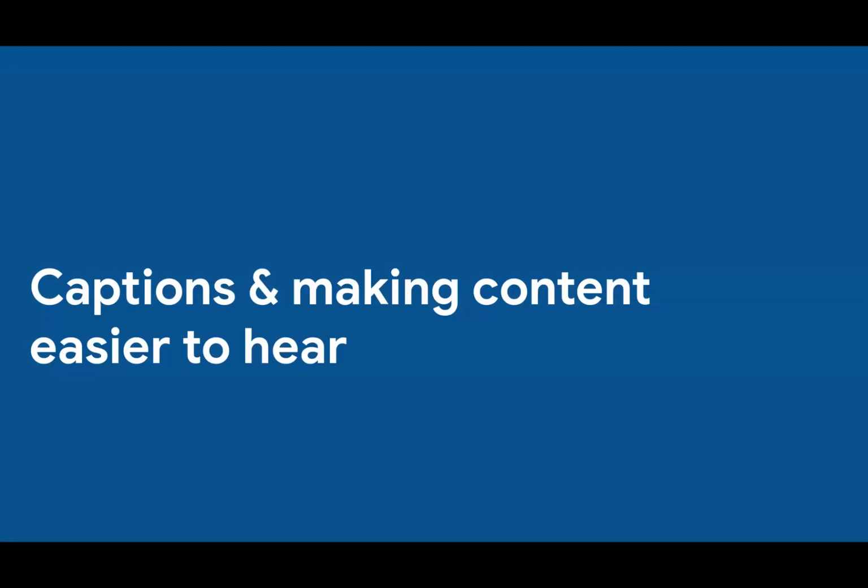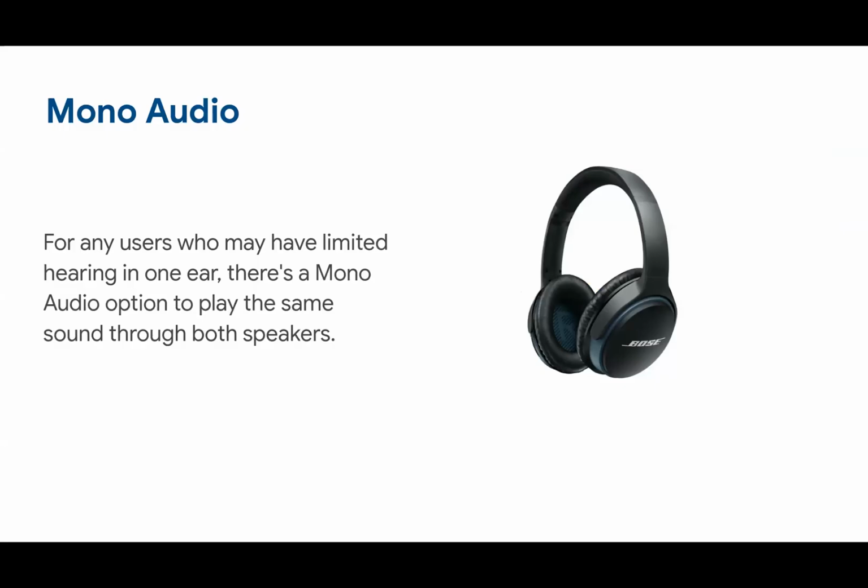So captions and making content easier to hear. We also have mono audio. So this is used for anyone who may have limited hearing in one ear over the other. And this feature can be really helpful so you don't lose sound in stereo. So it will just essentially play the same sound out of both speakers.